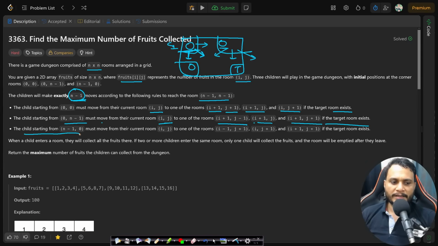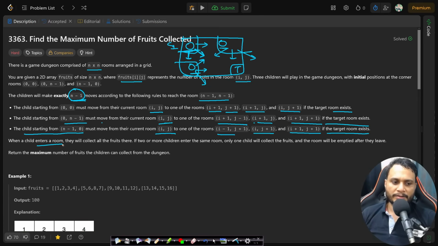The child starting at n-1, 0, that means this third one in the bottom left corner, must move from their current room i, j to one of the rooms at i minus 1, j plus 1, that means the top corner. Okay, i, j plus 1, that means being in the same row you can go to the next column, and then i plus 1, j plus 1, that means to the bottom right cell. If the target room exists, that means we cannot go out of bounds.